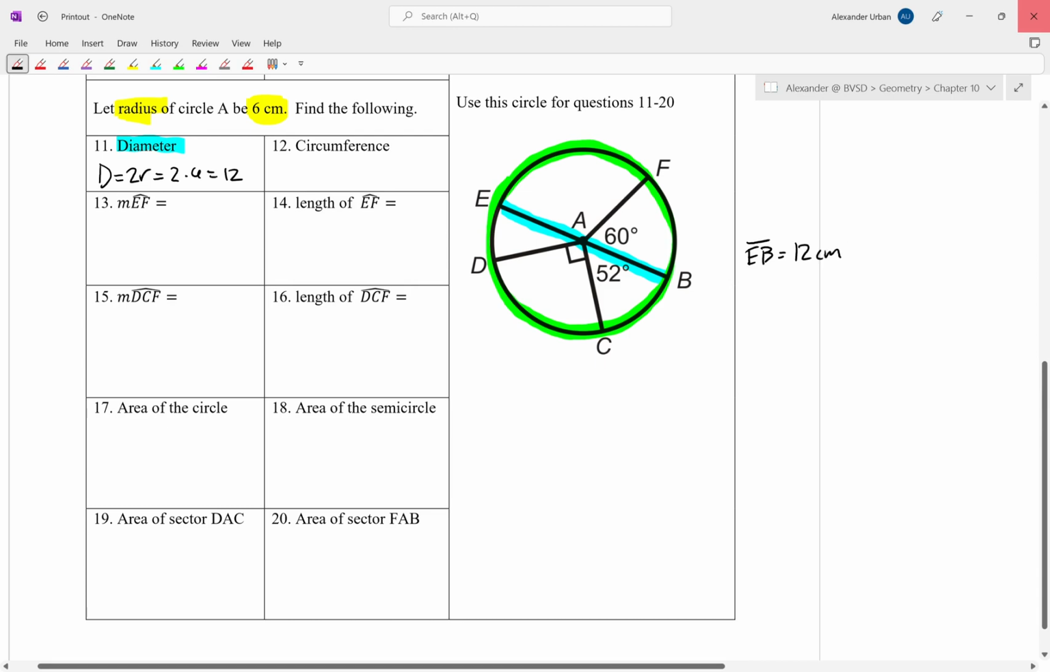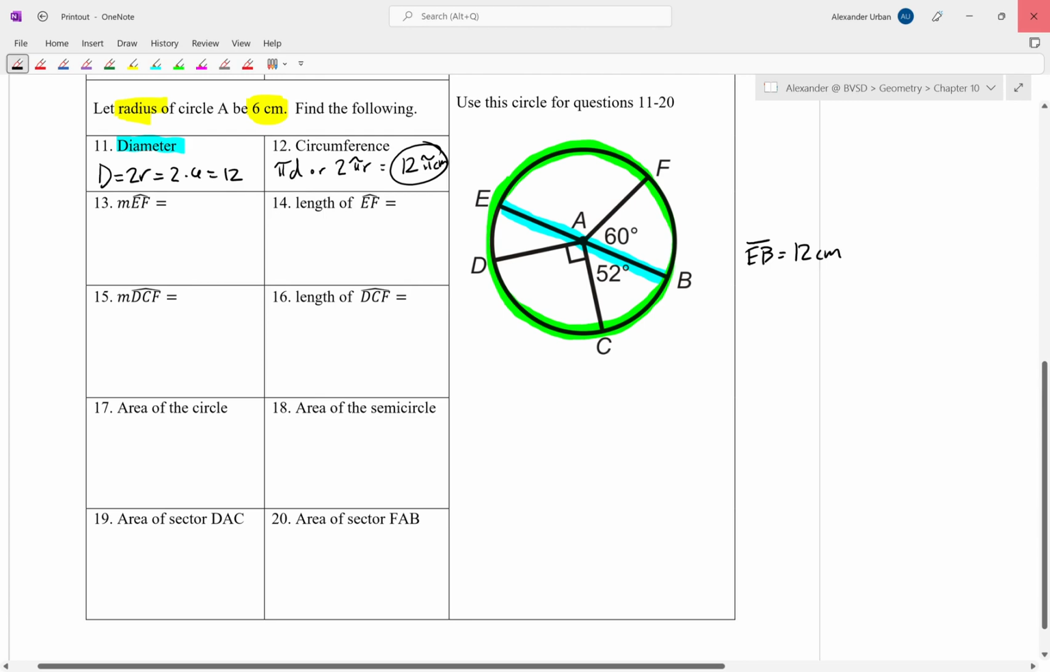The circumference, though, for this is going to be either pi times diameter or 2 pi times the radius. Since we already have the diameter, we're just going to use that. This is going to be 12 pi. Now, I'm going to say to leave it in pi form. There's really no reason unless we're looking for an approximation. This is an exact solution. It should be 12 pi centimeters.